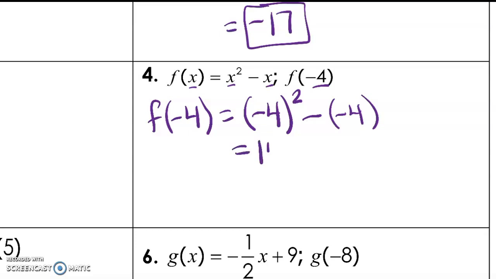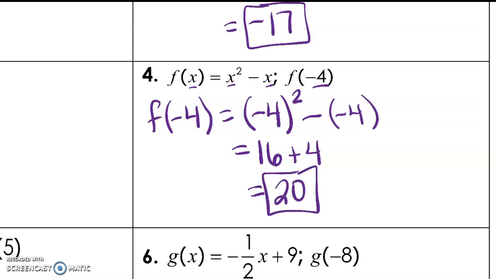Negative 4 squared is 16. I know that minus negative is really plus positive. If you want to leave it as minus negative, you can in your calculator and just type it in. That's fine. You should get 20 for your final answer for that one.